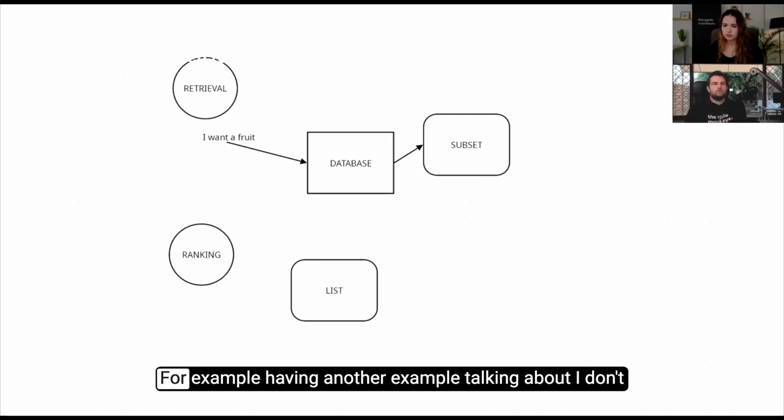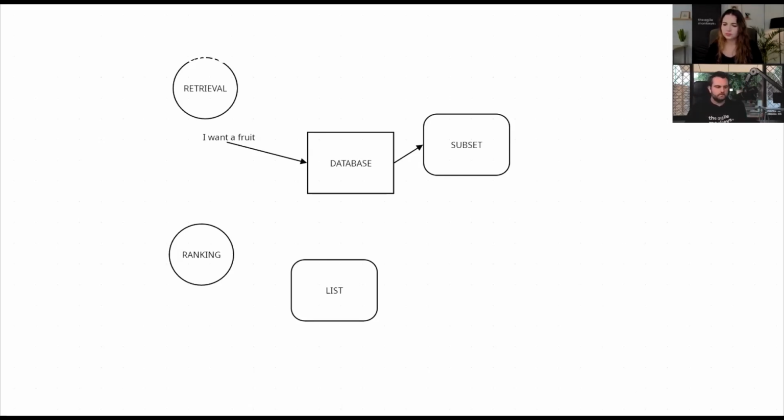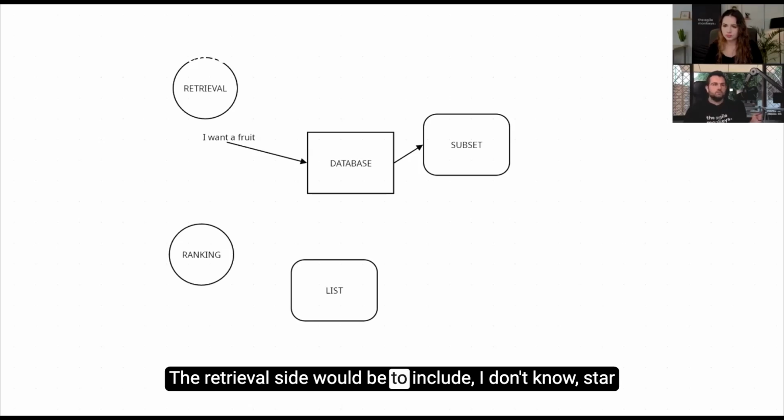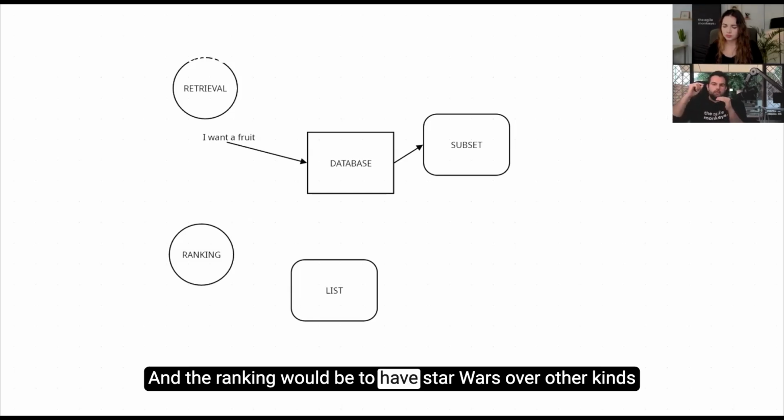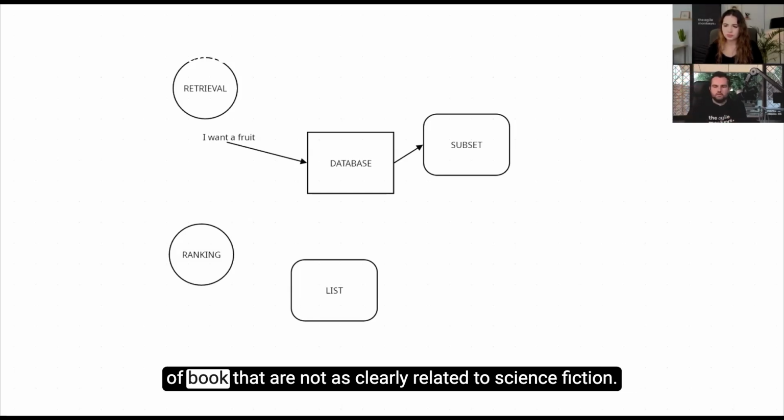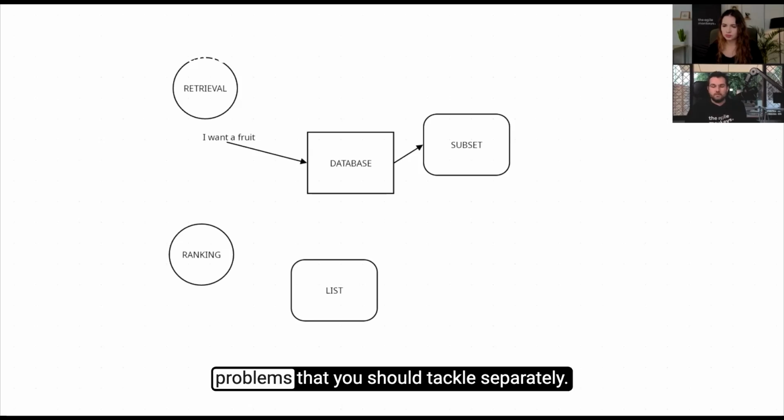For example, a user that wants to search for a science fiction book. The retrieval side would be to include, I don't know, Star Wars within the subset that you provide to the user. And the ranking would be to have Star Wars over other kinds of books that are not as clearly related to science fiction. These two are really interesting and important problems that you should tackle separately. You were talking about this because we were now talking about the semantic search algorithms.